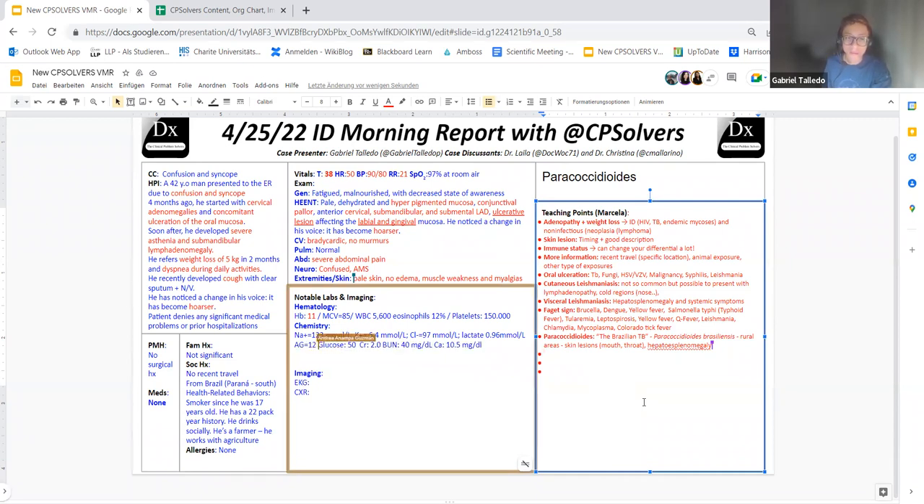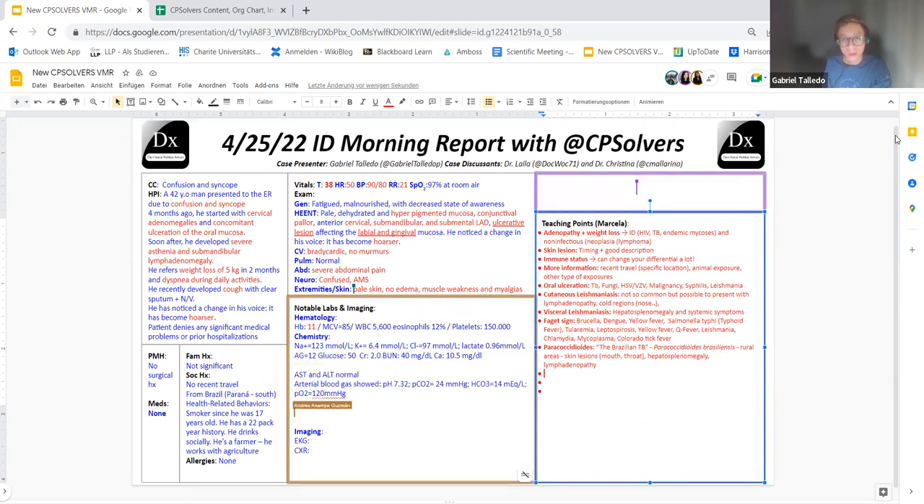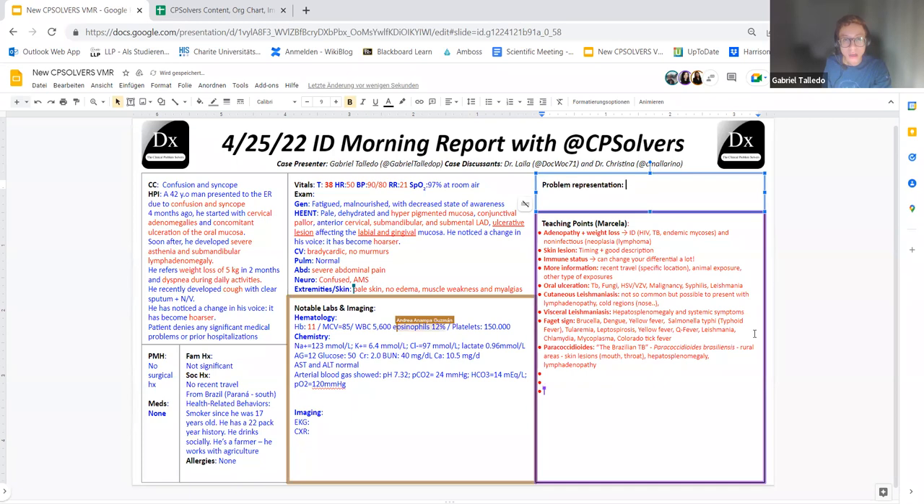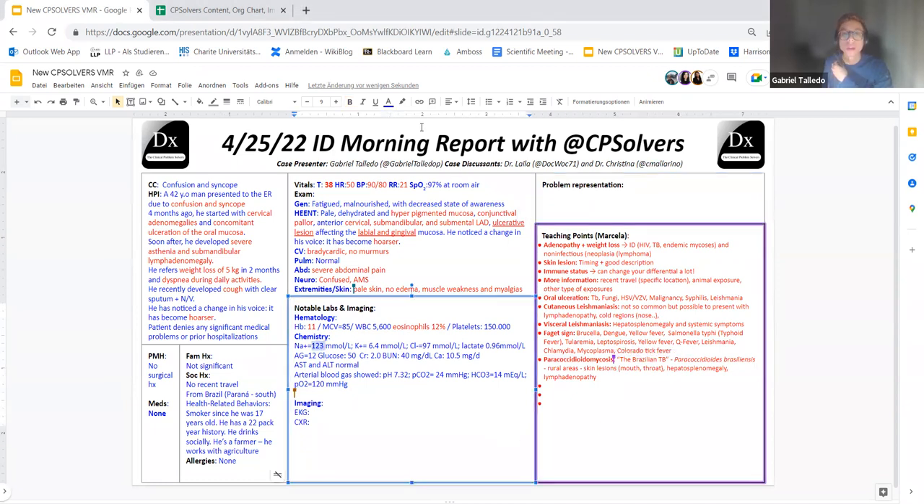For the liver enzymes, the AST and the ALT were normal. The arterial blood gas showed a pH of 7.32, a PCO2 of 24, a bicarbonate of 14, and a PO2 of 120. Next, the electrolytes: a sodium of 123, a potassium of 6.4, chloride of 97, a lactate of 0.96, and an anion gap of 12. Maybe you want to stop there and I can give you more information, or I can also give you my analysis.